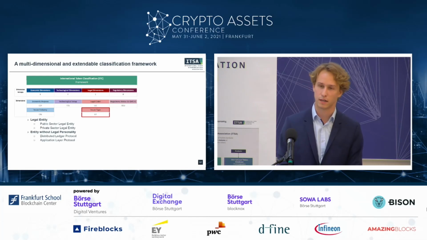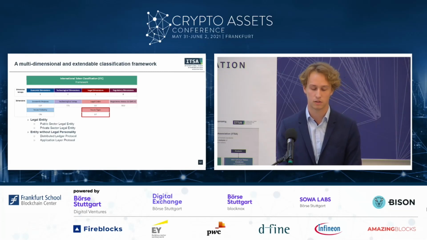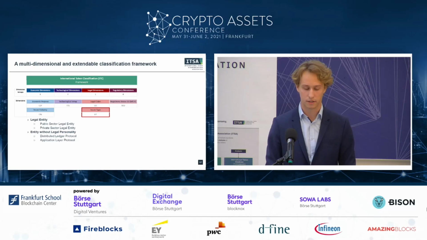Then we have the issuer type. So we look at who issued the token. Is it a legal entity or is it an entity without a legal personality? So is there a public sector or a private sector legal entity behind this token? Or is it issued by an application layer protocol or a distributed ledger protocol?